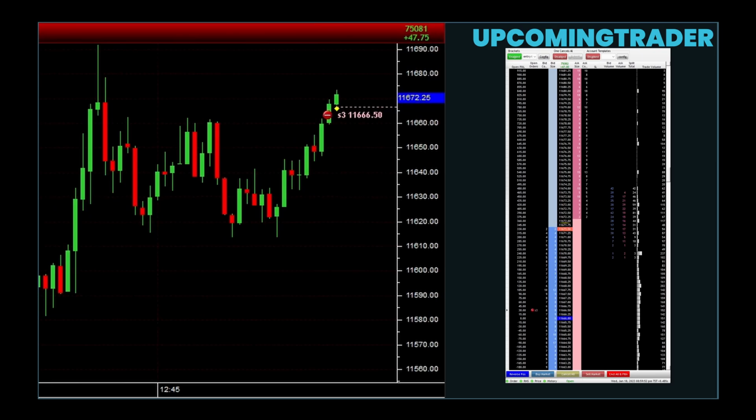The shooting star, on the other hand, is a bearish reversal pattern that forms after an uptrend with a small body and a long upper wick, indicating that sellers pushed back strongly after buyers initially drove the price higher.